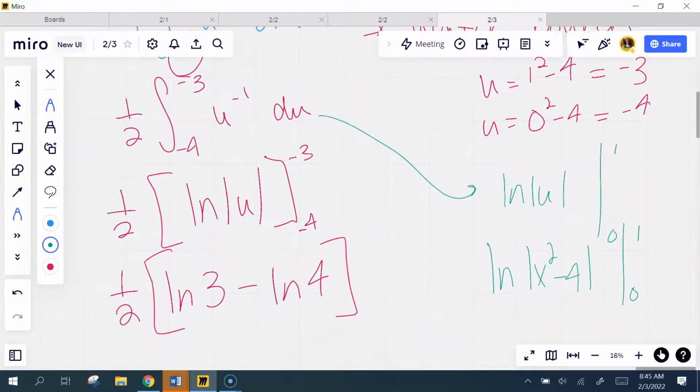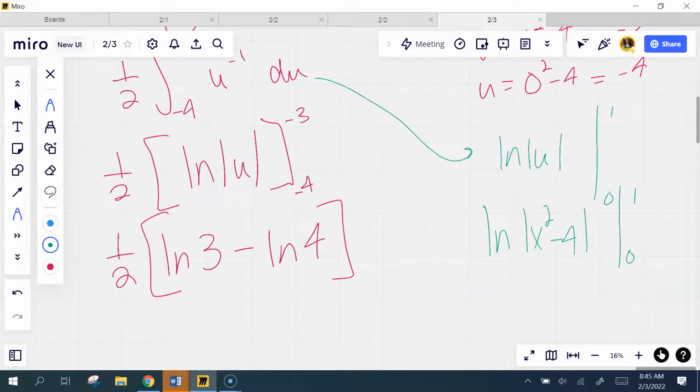You see the difference? At some point, you've got to give them in terms of the same variable. I find it easier to change the bounds. I'd rather change the bounds because whenever I find the antiderivative with the u, it's generally a lot easier formula than if I plug back in. Does that make sense? That's the only new stuff to it.